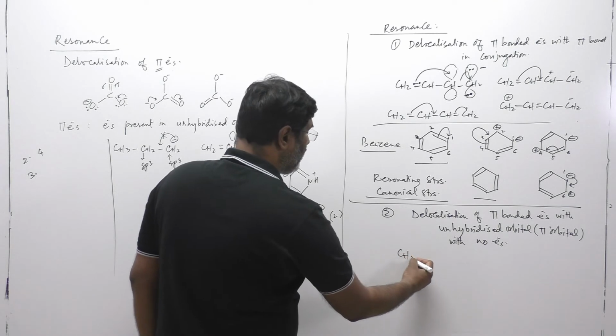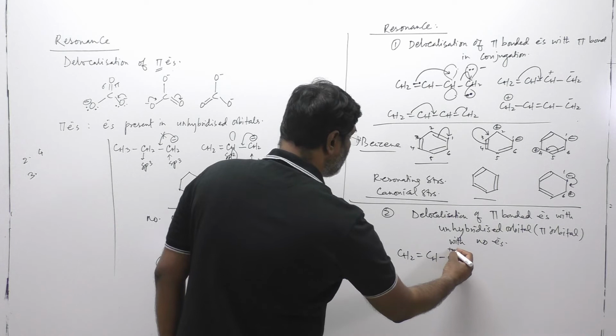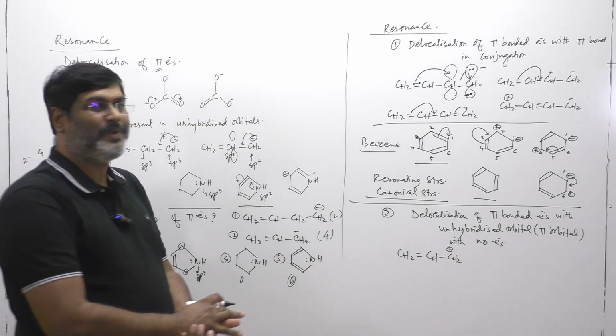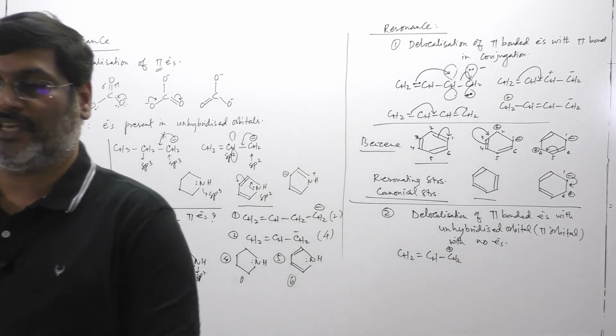One example: take CH2 double bond, there the CH and there the CH2 plus. What is the hybridization of CH2 plus? The hybridization of the CH2 plus is sp2.